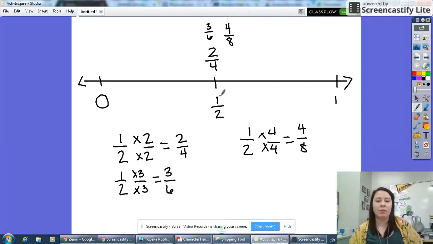If you notice on 1/2, if I multiply the numerator by 2, I get the denominator. 1 times 2 is 2. 2 times 2 is 4. 3 times 2 is 6. 4 times 2 is 8. 1/2 is a benchmark fraction that we like to use because it always falls exactly between 0 and 1.